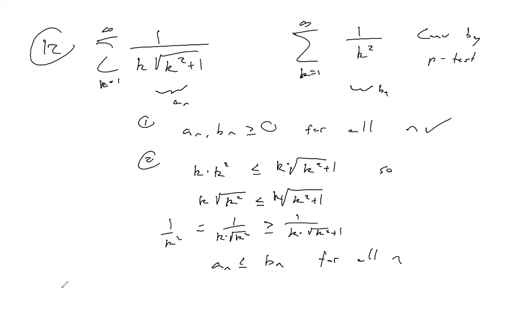So how do I conclude? I would say 1 over k squared convergent by p-test. So 1 over k squared plus 1 convergent by comparison test.